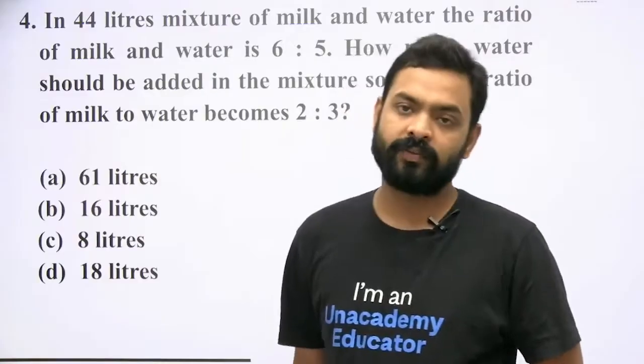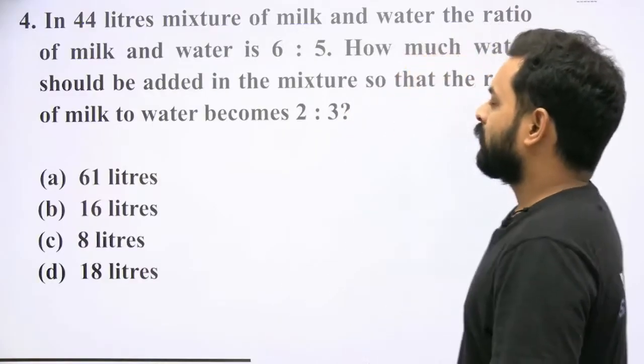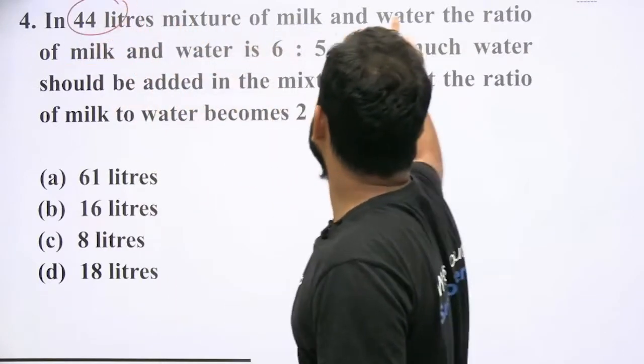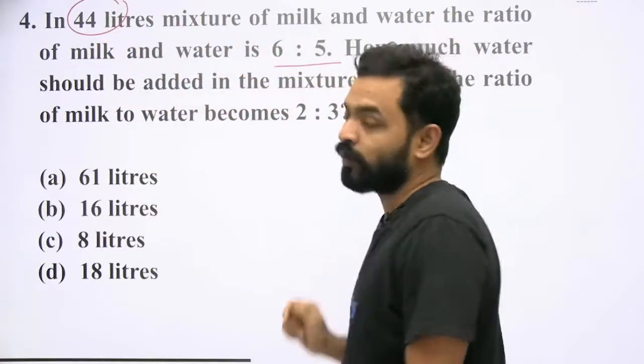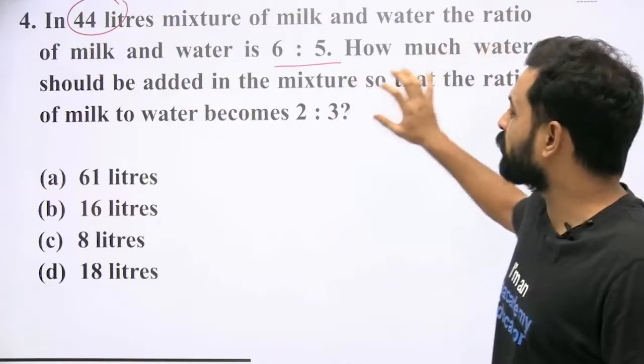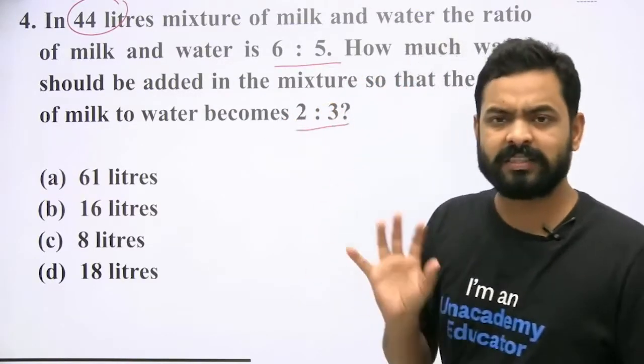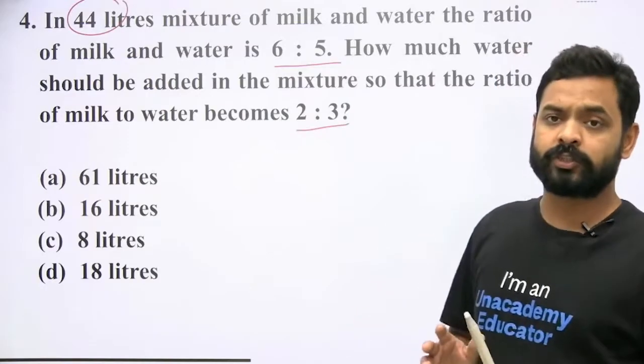Again, a mixture application of ratios. The question says, in 44 liters of a mixture of milk and water, the ratio of milk and water is 6:5. How much water should be added to the mixture so that the ratio of milk to water becomes 2:3? It's an easy question. It's a very important variety of question.